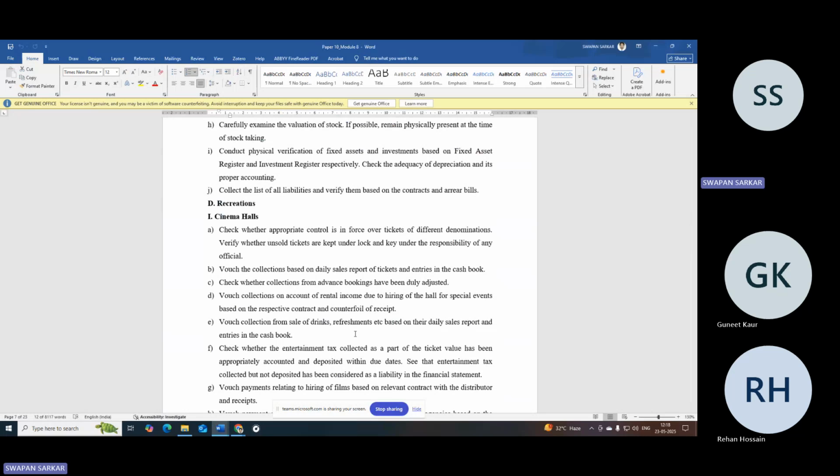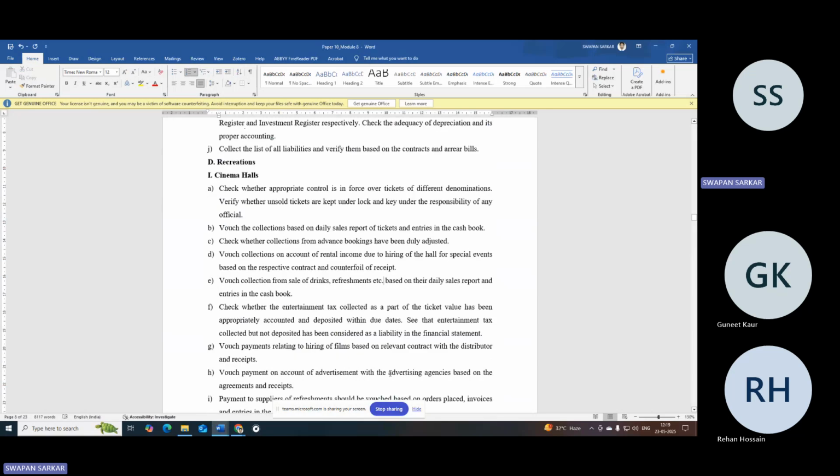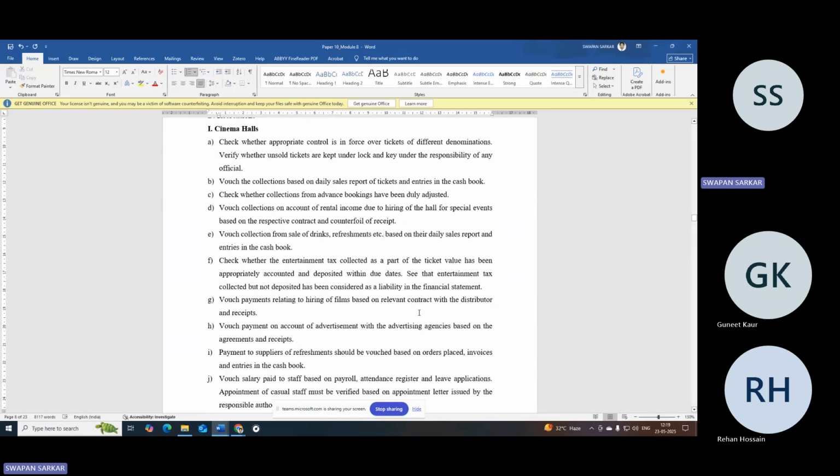Then vouch collection on account of rental income due to hiring of the hall for special events based on respective contract and counterfoil of receipt. Vouch collection from sale of drinks, refreshment, etc., based on their daily sales report and entries in the cash book. Then check whether the entertainment tax collected as part of the ticket value has been appropriately accounted and deposited within the due dates. See that entertainment tax collected but not deposited has been considered as liability in the financial statement.